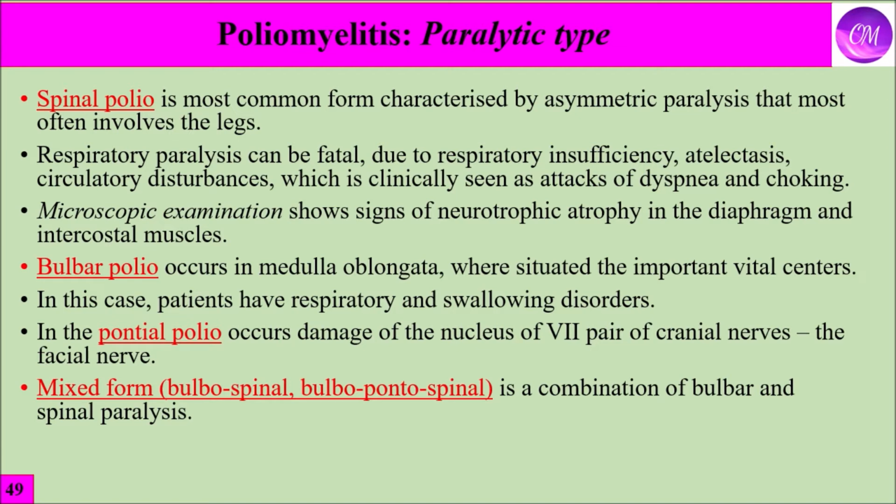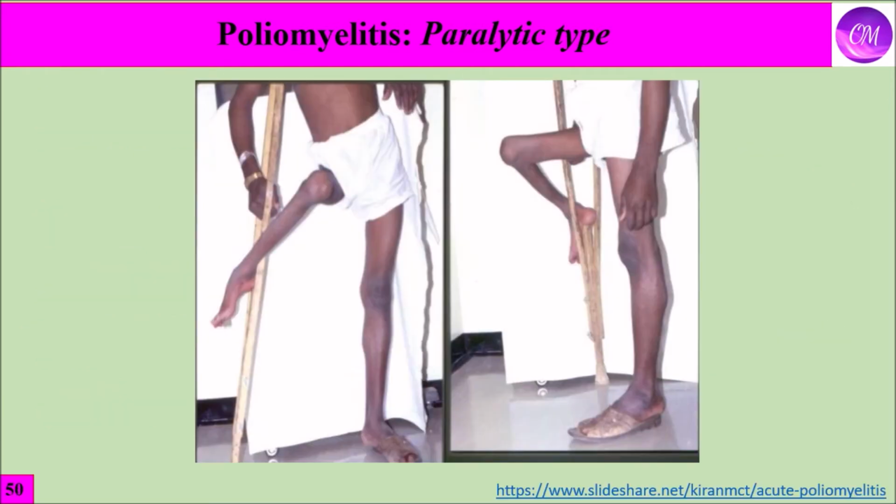Bulbar polio occurs in the medulla oblongata, where the important vital centers are situated. In this case, the patients have respiratory and swallowing disorders. In pontine polio, damage occurs to the nucleus of the 7th pair of cranial nerves, the facial nerves. The mixed form, bulbospinal or bulbopontine spinal, is a combination of bulbar and spinal paralysis. And here you see the illustration of patients with the paralytic type of polio.